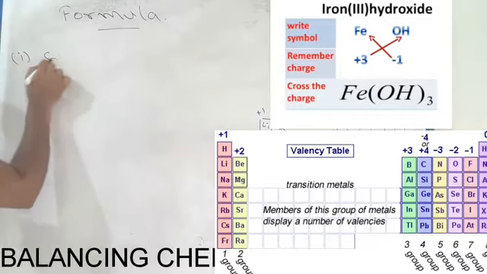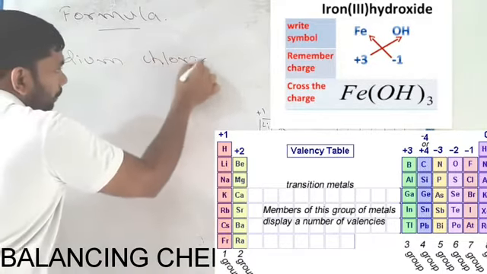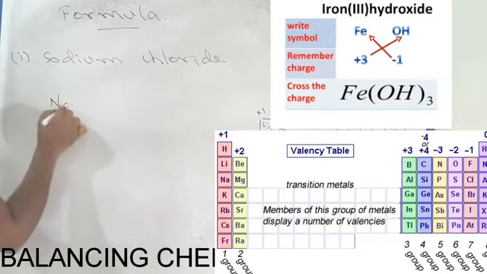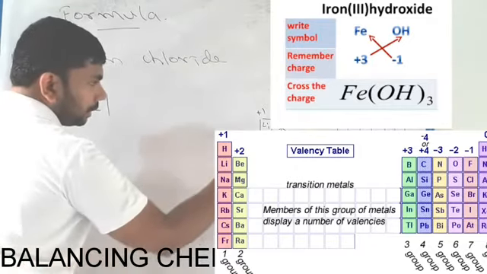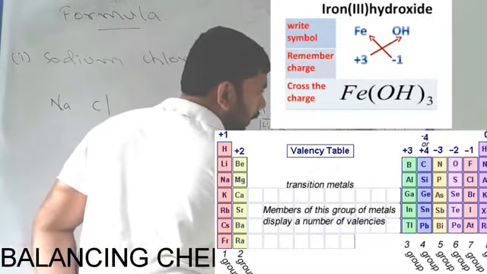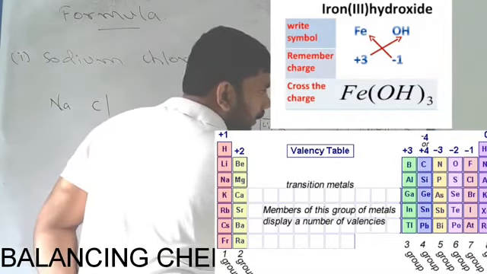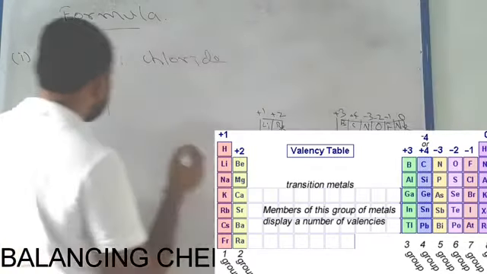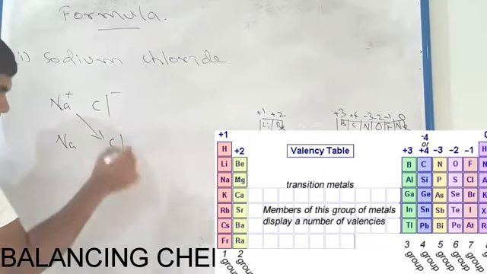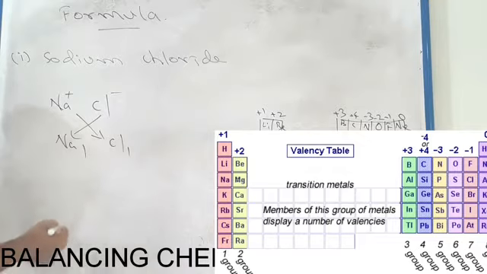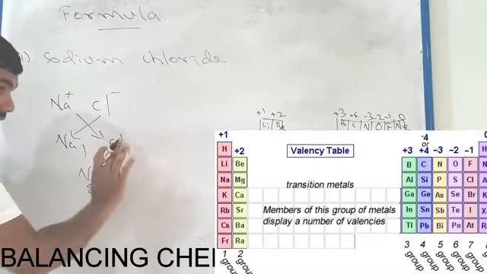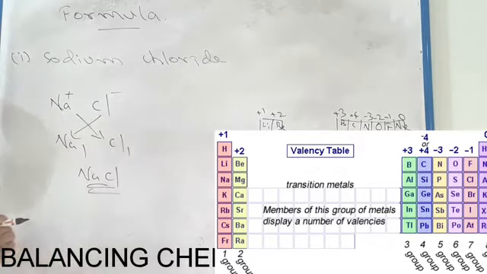Here first example, sodium chloride. How to make the formula for sodium chloride? Use your periodic table. Sodium is Na and chlorine is Cl. From the periodic table, sodium is plus 1. After fluorine you can see chlorine, which is minus 1. So write sodium and chlorine: sodium plus 1, chlorine minus 1, so 1 and 1. The formula is NaCl; there is no need to write 1. So the formula of sodium chloride is NaCl.